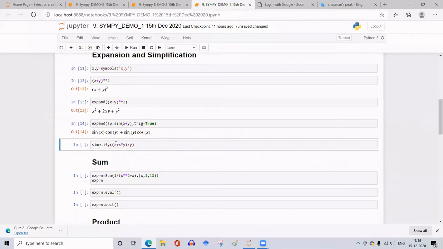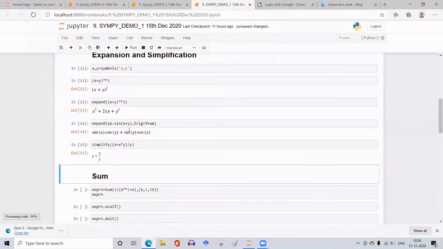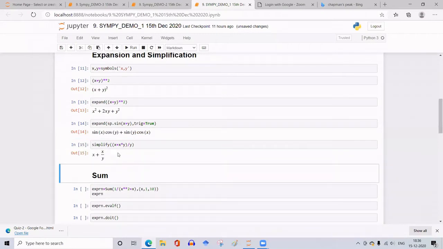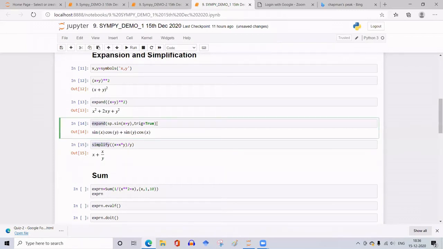Suppose I want to simplify an expression. Here is the expression, X plus xy whole divided by y. What is the result of simplification? xy divided by y, y cancels in this term, and this term will be x divided by y. So if I run this cell, I'll get x plus x divided by y. This is how we make use of the functions simplify and expand. Any doubts?